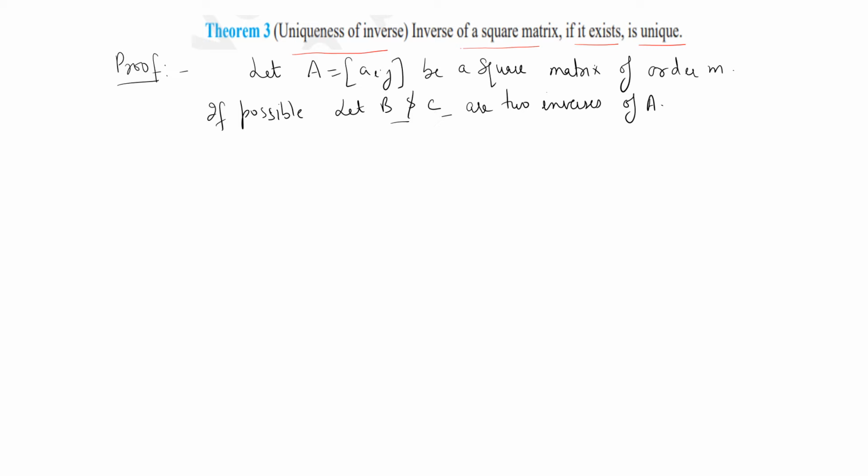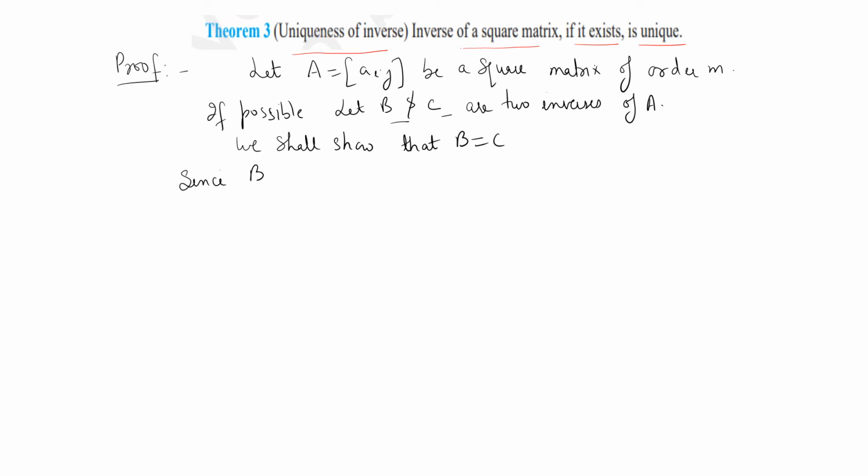So what do we need to prove? Since the claim is that the inverse is unique, B and C should be the same. Even if we suppose two different inverses of this matrix A, we should come to the conclusion that B is equal to C, right? So what we shall show is that B is equal to C. Now let us start.